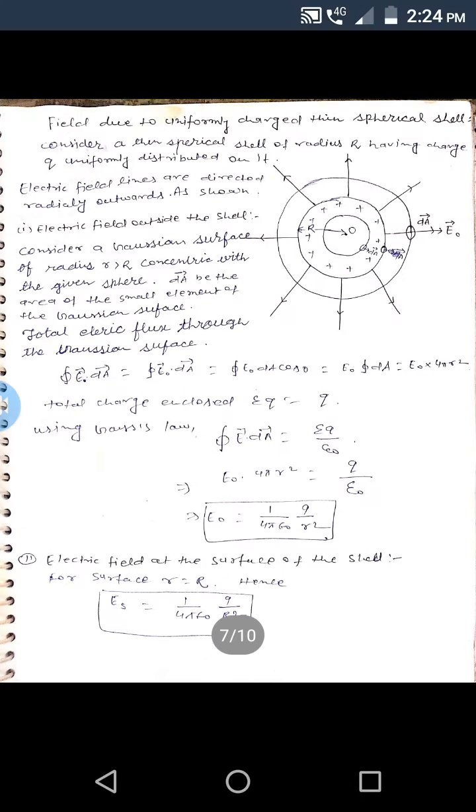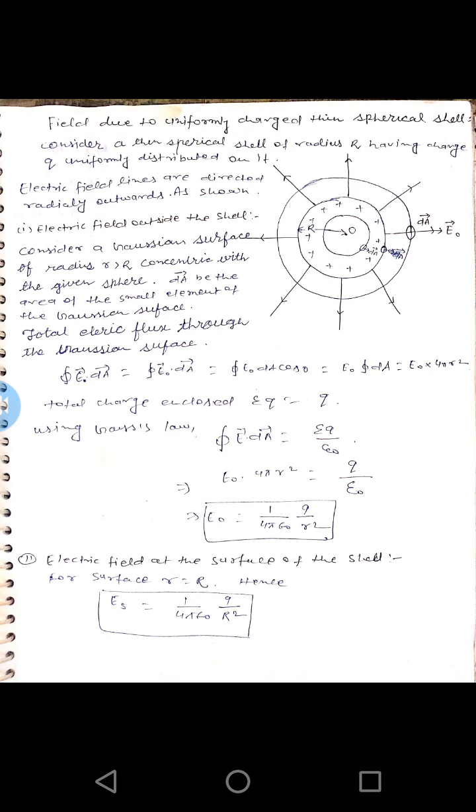Next application is electric field due to the thin spherical shell. Again, electric field due to the uniformly charged thin spherical shell. In this case, we have to find electric field outside the shell, at the surface of the shell, and inside the shell. Hence we have to deal with three cases: electric field inside the shell, electric field at the surface of the shell, and electric field outside the shell.